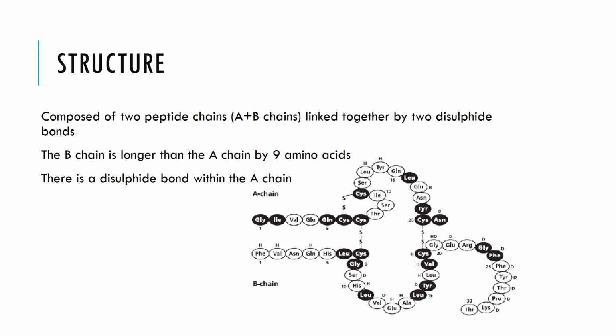Insulin is composed of two peptide chains which are linked together by two disulfide bonds. The B chain is 31 amino acids long, making it longer than the A chain, which is 21 amino acids long. There is also a disulfide bond within the A chain.